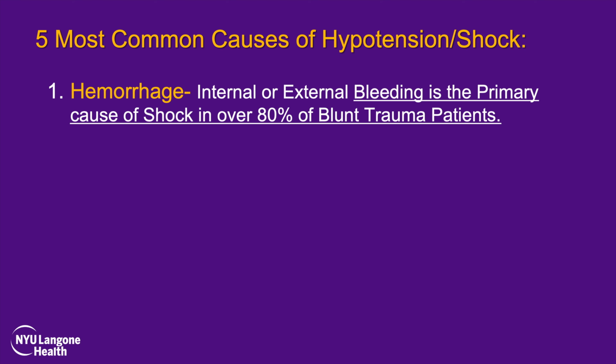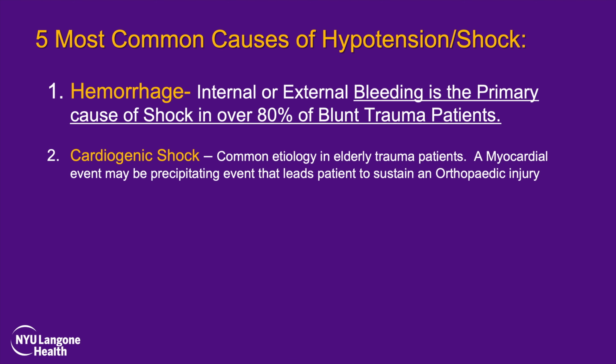So hemorrhage is the most common cause of hypotension in blunt trauma patients. It's not everyone, but 80% of your blunt trauma patients are hypotensive because of hemorrhage.